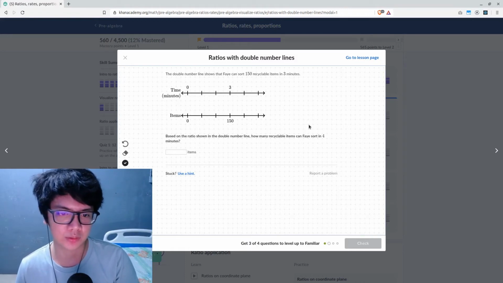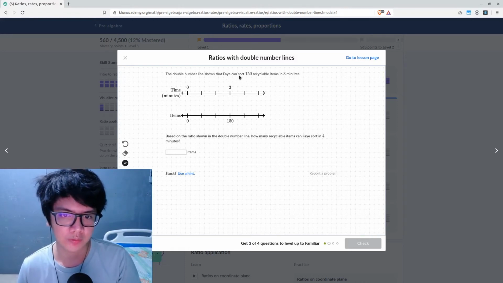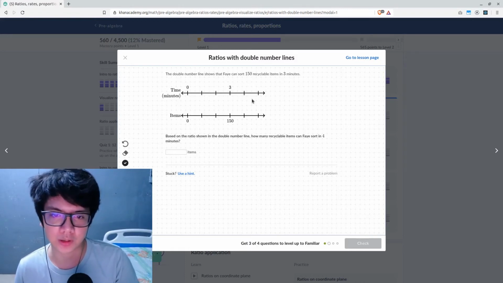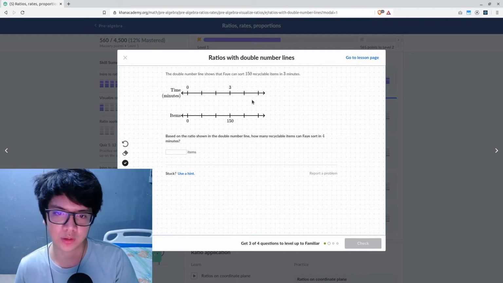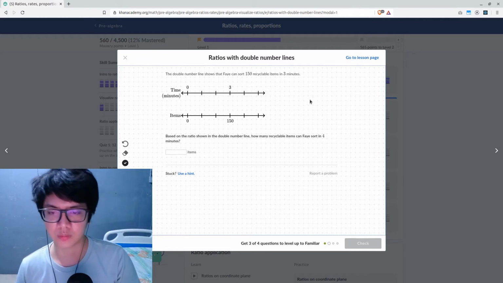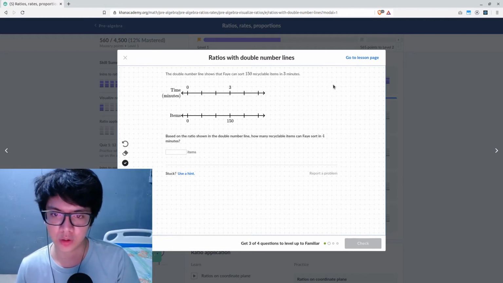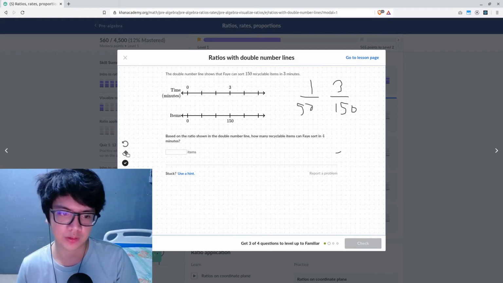They can sort 150 recycle items in 3 minutes. How many can they sort in 4 minutes? Okay, so that's 3 to 150. We simplify this, we get like 1 over, how do we divide this by 3? Oh, it's actually 50. See, I'm really sleepy right now. I hate it.